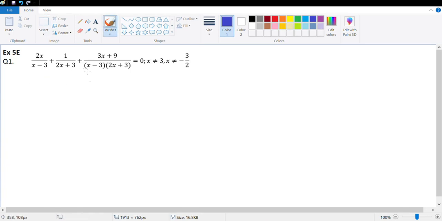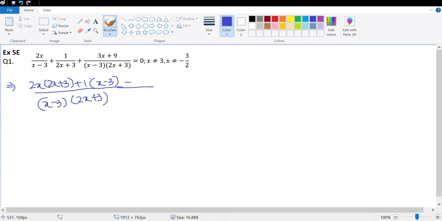So first thing, I noted that I'll have to take the LCM and convert this into a quadratic. So the LCM would be x minus 3 multiplied with 2x plus 3. So the first term will get multiplied with 2x plus 3. The second term will get multiplied with x minus 3. And the third term remains as is. And this is equal to 0. Let's multiply and open the brackets. So this is 4x squared plus 6x plus x minus 3 plus 3x plus 9 is equal to 0. I cross multiplied, so the denominator gets multiplied with 0, which is 0.